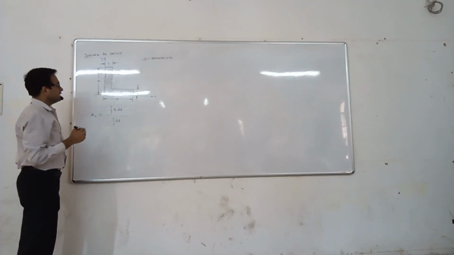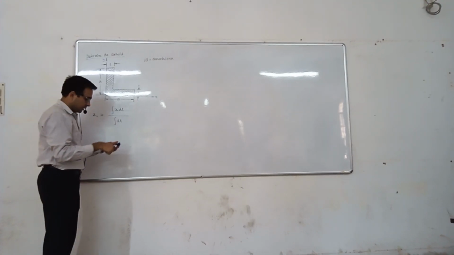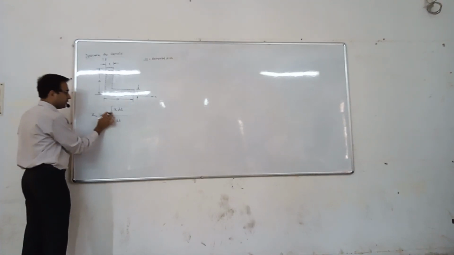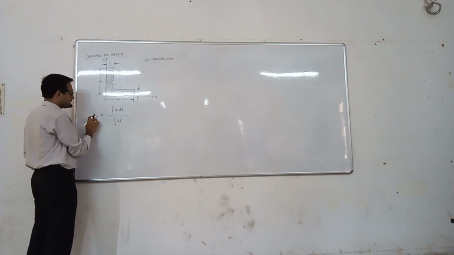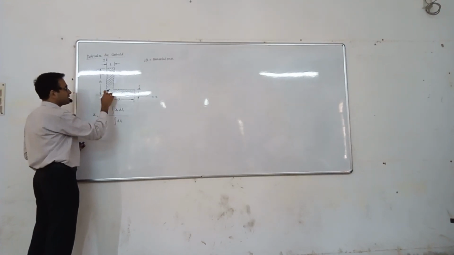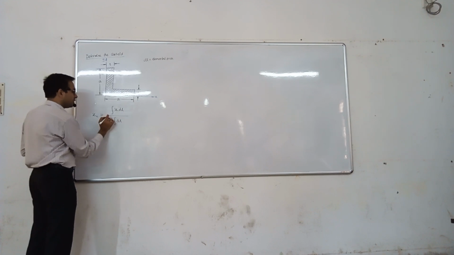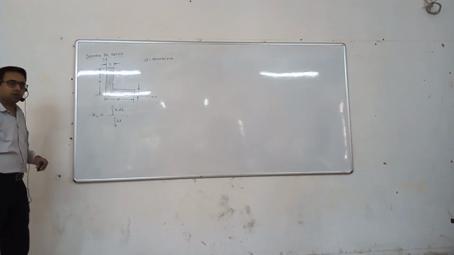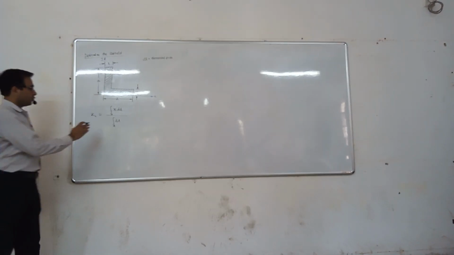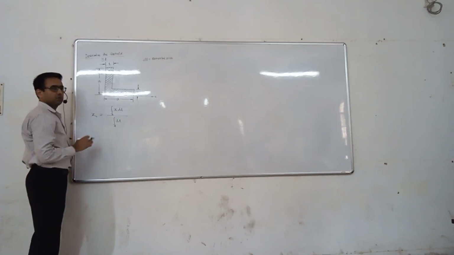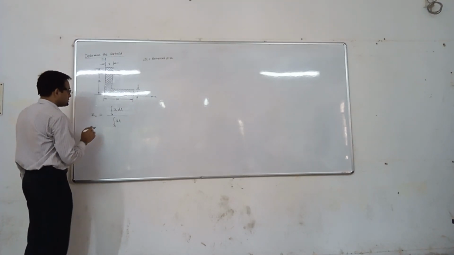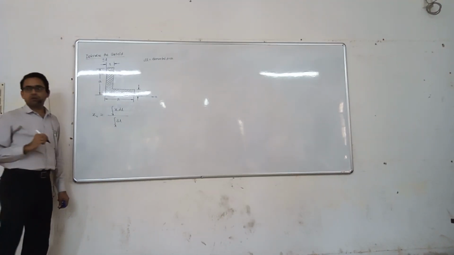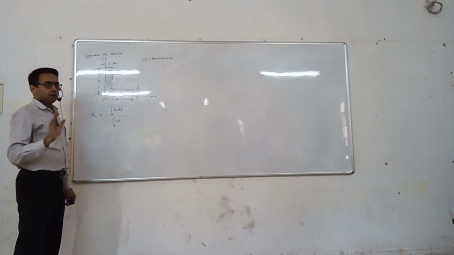Now, if I take some elemental area, like this, there will be limits of integration. So what will be the variation of x dA over the whole area? Whole area means this whole area. Clear?